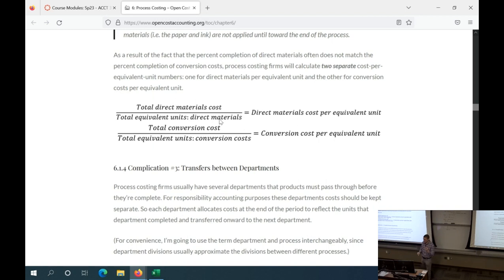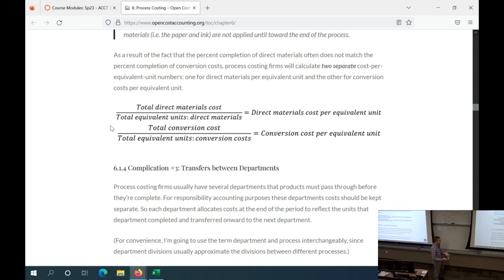So we have two of them now because we have non-uniform consumption of product costs. The direct materials rate is based on the direct materials cost in the numerator, and the TEU in the denominator, which in this case is 600. The conversion cost rate is based on the conversion cost, whatever your labor and overhead cost us, divided by the TEU for conversion costs in the denominator. All right, so now we have two rates. And the third complication really isn't that big of a deal.